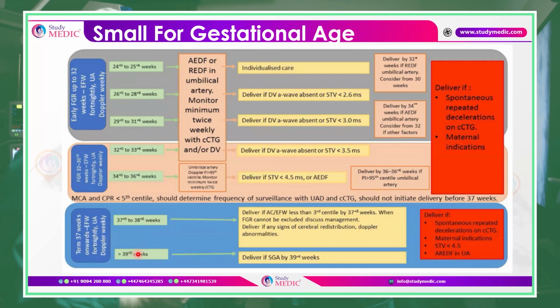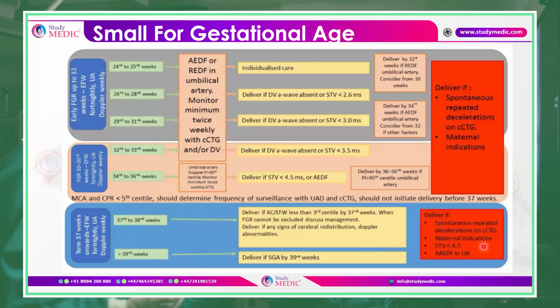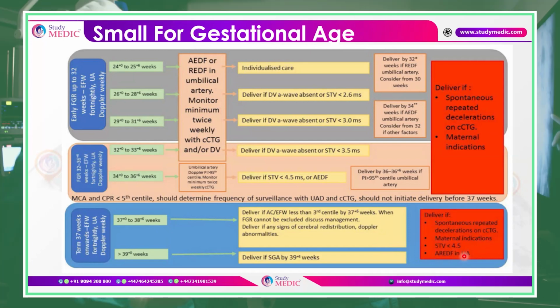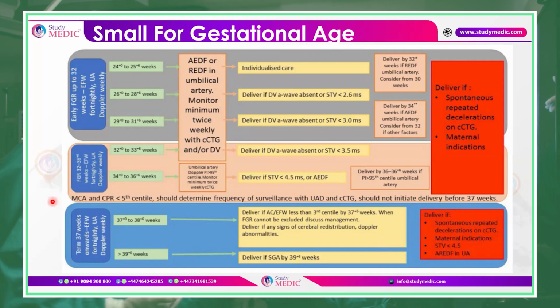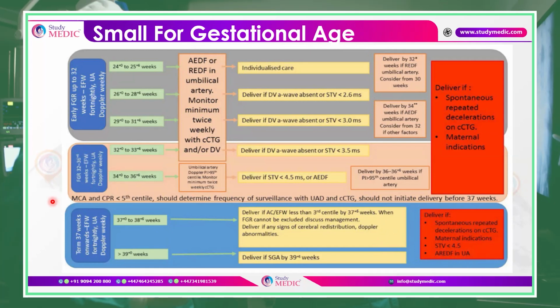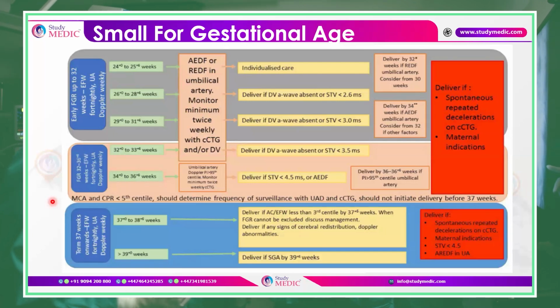And if the patient is at 39 weeks, then we have to deliver at 39 weeks if there are any concerns. We will deliver if there are spontaneous repeated decelerations on the CTG, a maternal indication, abnormality in the ductus venosus Doppler, or absent or reversed flow on the umbilical artery. So that is something which should be kept in mind. Basically the risk assessment is very, very important. After the risk assessment, you have to look at the gestational age and then the investigations, that is, what the Doppler says. Depending upon those Doppler findings, you will plan the delivery for the patient.